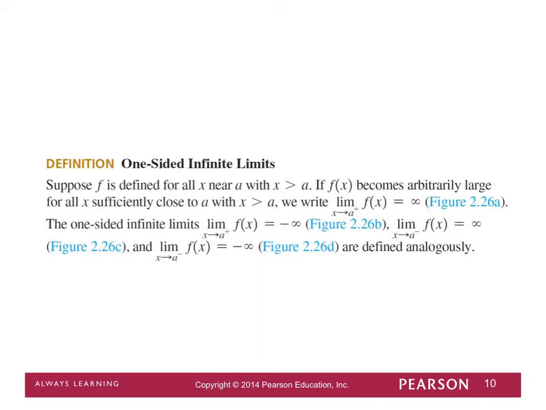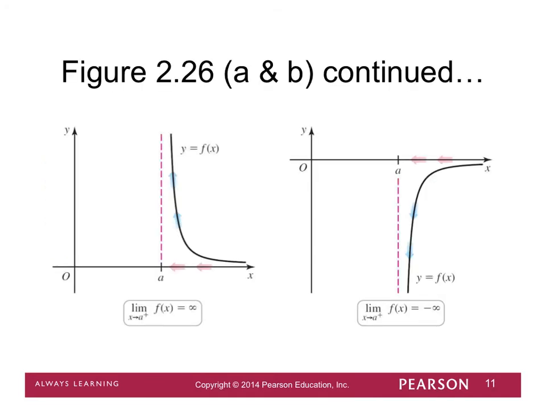And we can do the other side and say that if it's getting arbitrarily small or a very big negative number, then we say it approaches negative infinity. And the same thing happens with coming from the left. So if we have x values less than a. These graphs depict what we're talking about here, and it's nothing different than what we've already discussed. We're just looking at it from one side.